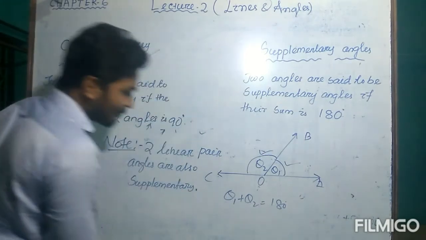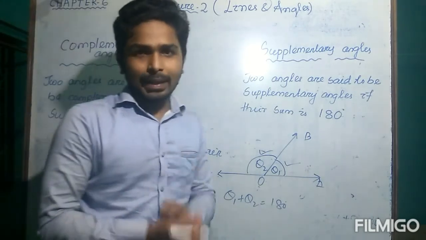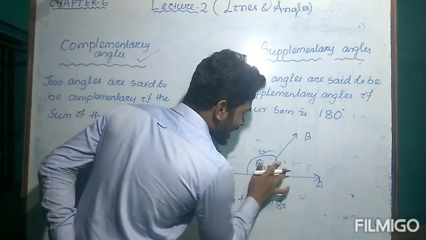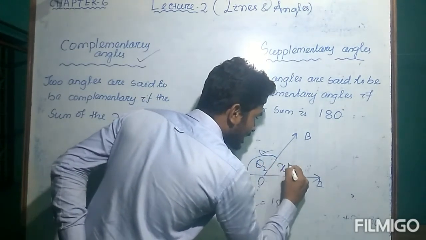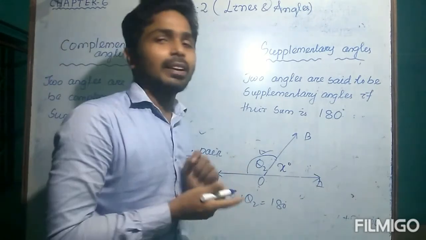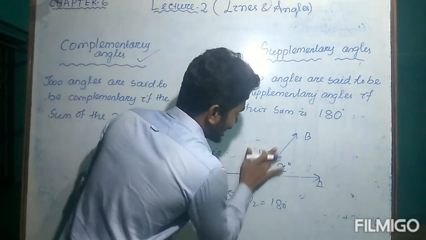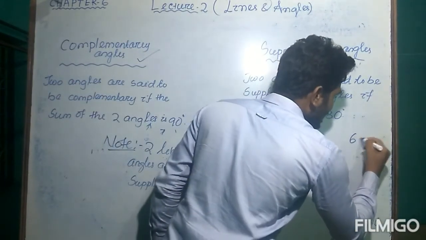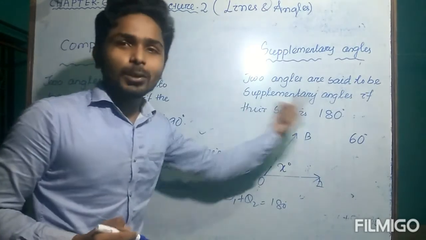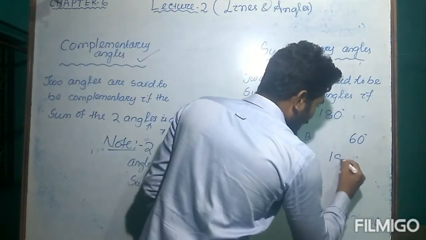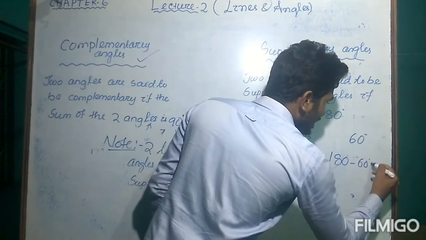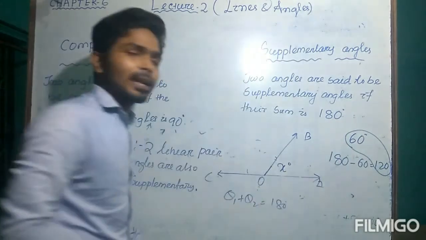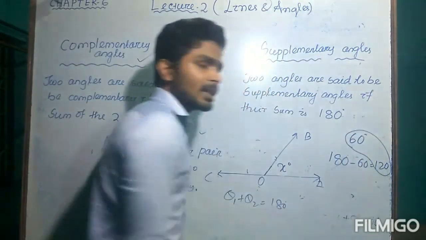Okay, next thing is, if out of the two supplementary angles, one angle is x degree, then what is the value of the other angle? We have to find it. Okay, for example, if one angle is 60 degree, then what is the value of the other supplementary angle? How can we find it? 180 degree minus 60 degree, that is 120 degree. So 60 degree and 120 degree are added to give 180 degree. So these two angles are supplementary.